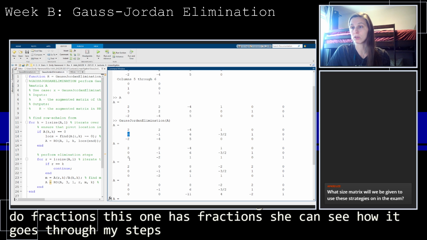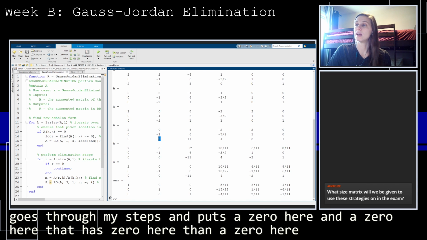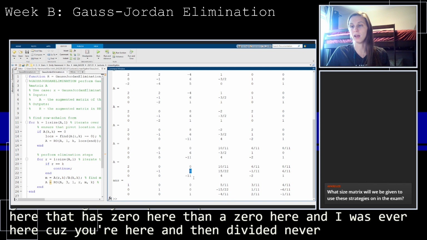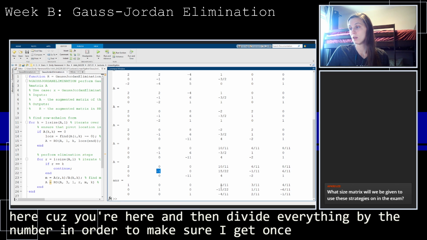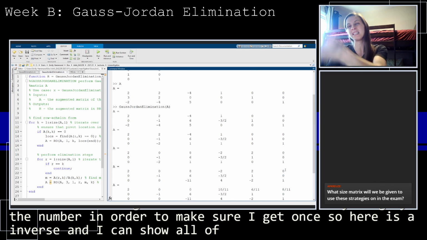It puts a zero here, then a zero here, then a zero here, and so on, and then it divides everything by the number in order to make sure I get ones. So here is A inverse. And I can show all of my steps.